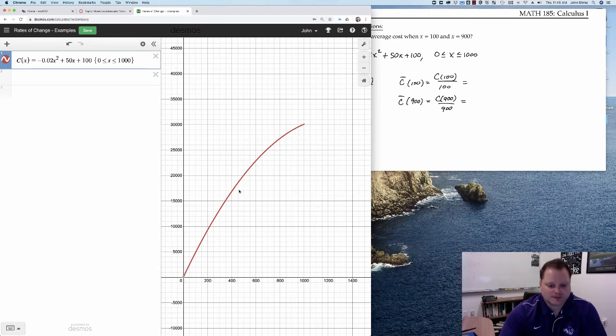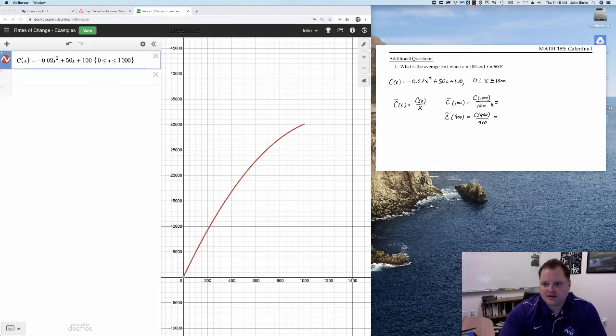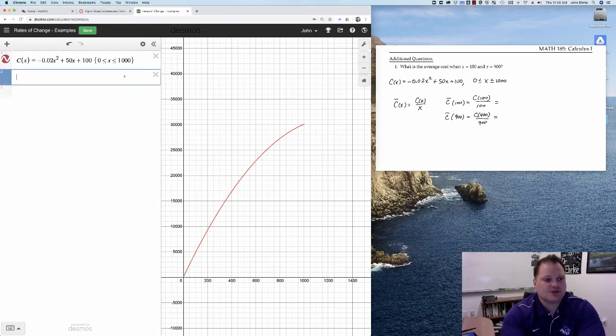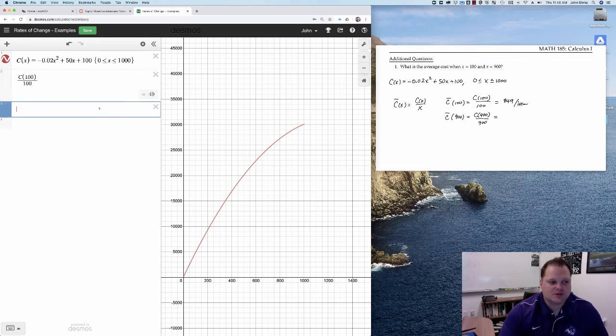So this is our function. And I'm interested in the average cost and, here in a second, the marginal cost. So let's just ask Desmos to do this for us. So C at 100 divided by 100, this is the average cost. $49 per item. So if you produce 100 items, it costs you approximately $49 per item to do that.